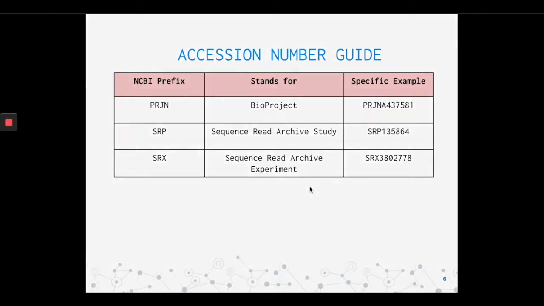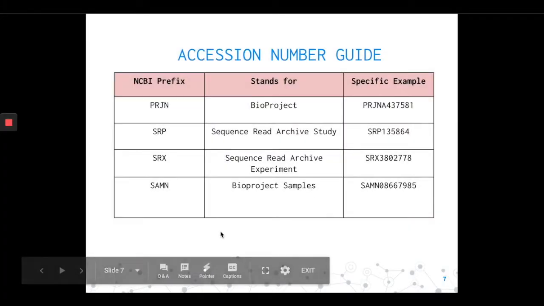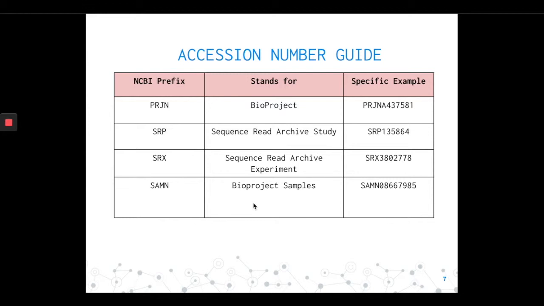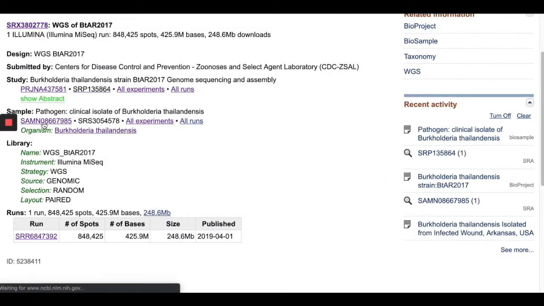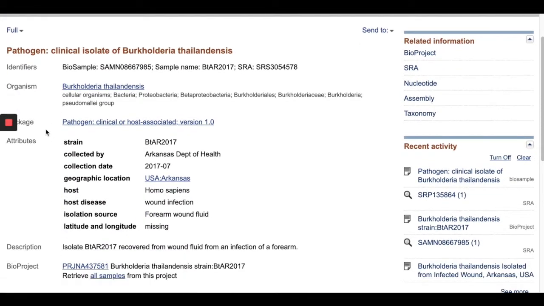Underneath the experiment, you can also have, it's not really underneath, but beside, I guess, the bioproject samples. The sample is just giving us information regarding the biological source of the genomic material used in the sequencing project. So in the paper that we're looking at, if we click on the sample accession number here, it's going to tell us the source of the genomic material, which was a forearm wound fluid. Just like there might be multiple studies in a bioproject and then multiple experiments within a study, there can also be multiple sources of biological samples.